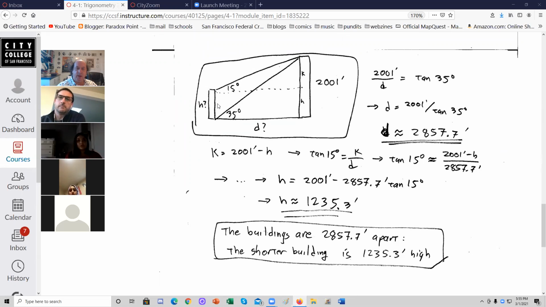So given height h here, and this unknown height k here, the question is, what's the height of the first building and what's the distance between the buildings? All right, here's what we have. 2001 over d is tangent 35 degrees, opposite over adjacent. So after some transposing, d is 2001 feet over tan 35 degrees, or approximately 2,857.7 feet. So we have that already.